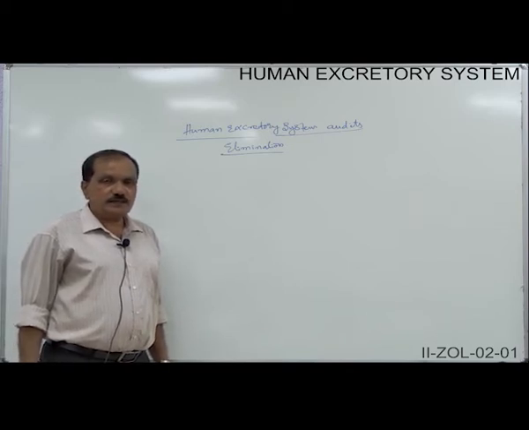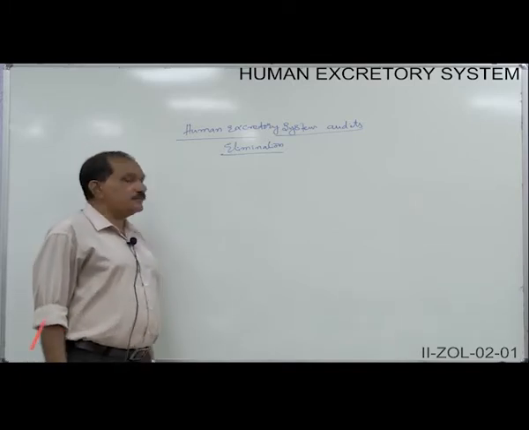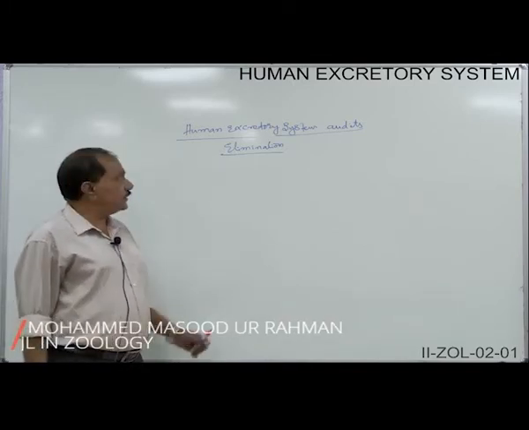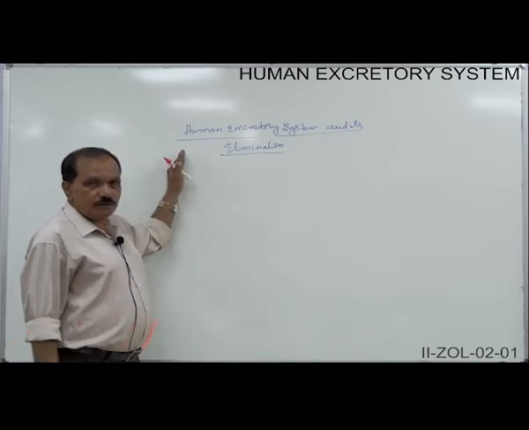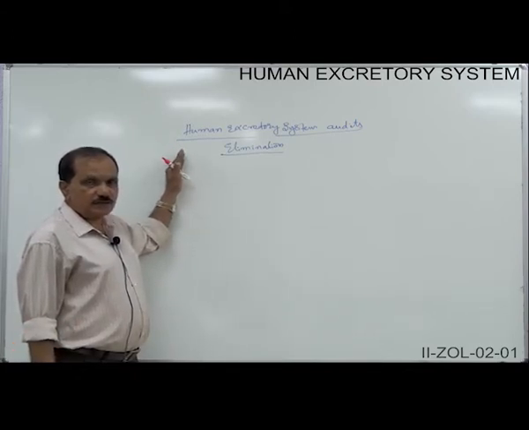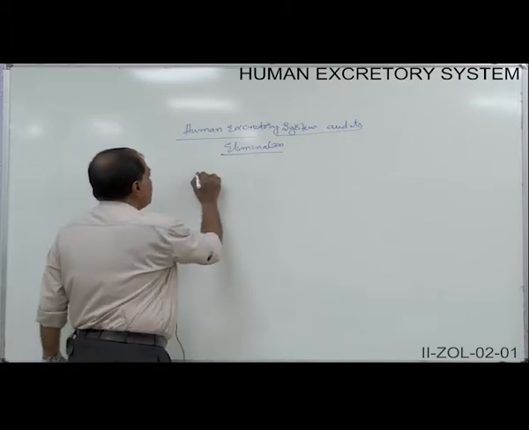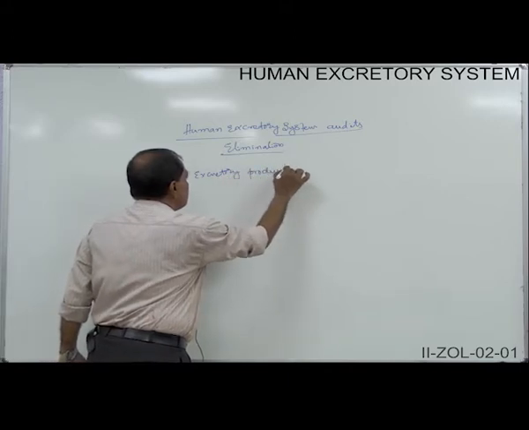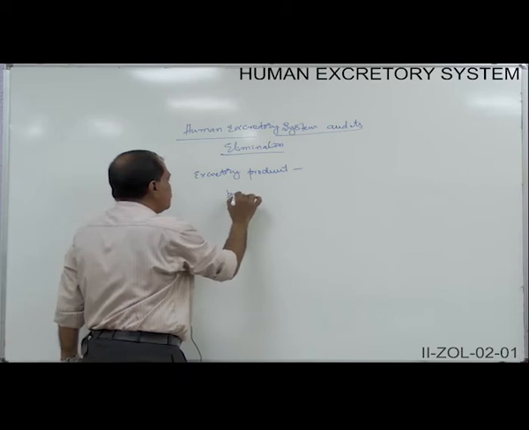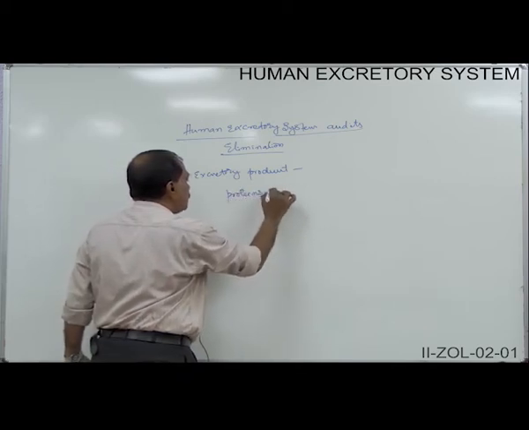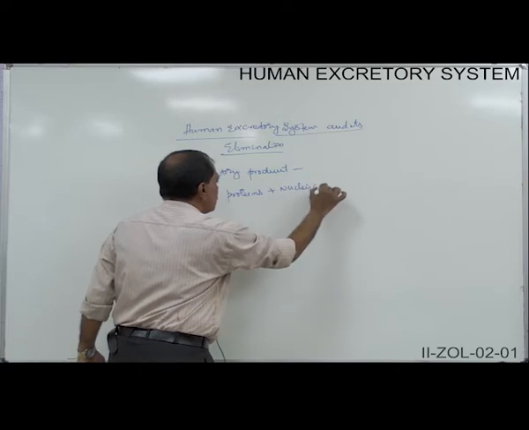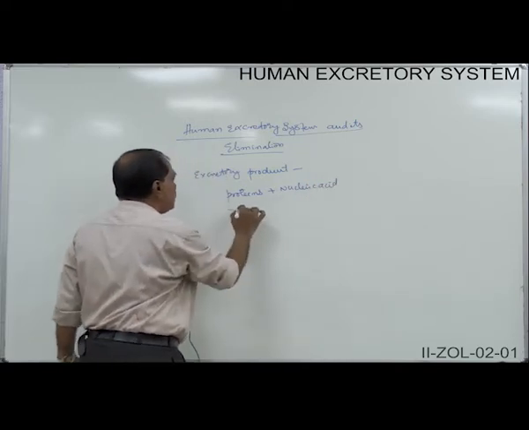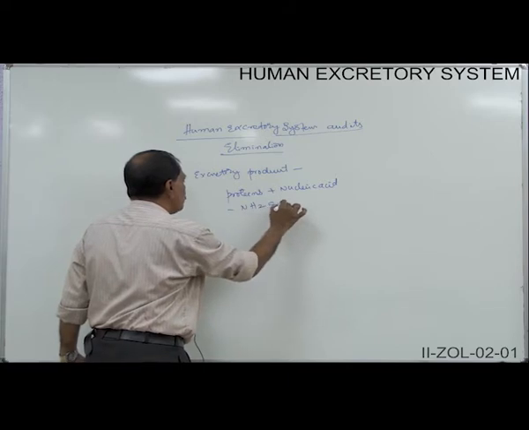Today we will start a lesson named Human Excretory System and Elimination. Kindly look at the board regarding how the excretory products are prepared by the bodies of different animals. The excretory products are generally formed from the proteins and also the nucleic acids, which contain the amine group, that is the NH2 group.